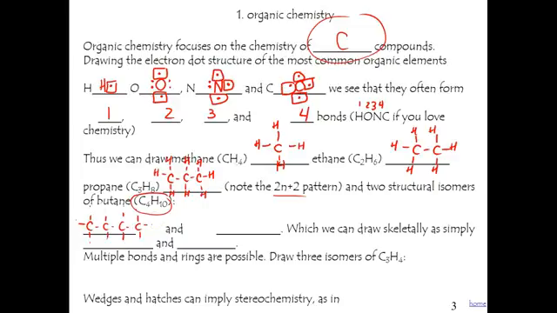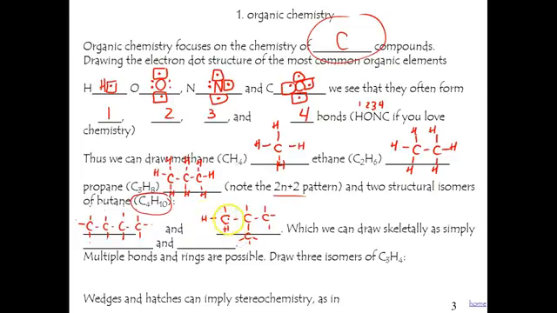But you know what? I wonder if there's another way I could draw it. What if I branch it a little bit and do it this way? Now I'm feeling guilty, so I'm going to go ahead and draw every single hydrogen. 4 bonds on that carbon. 4 bonds on that one. That one, that one, that one. That one, that one, that one.